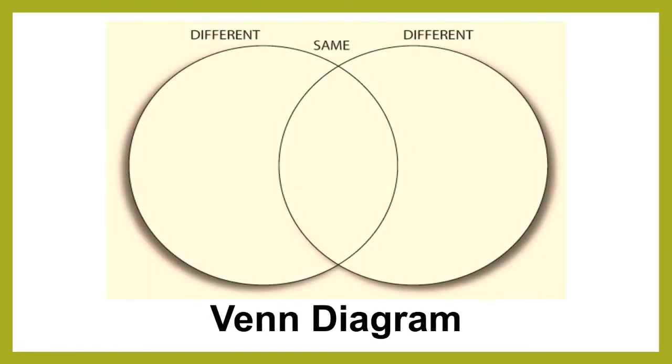And the chart that is very applicable to this is the Venn diagram. As you can see, we have two circles here. The side one is the different, and then we have in the middle the same. Let's take an example.